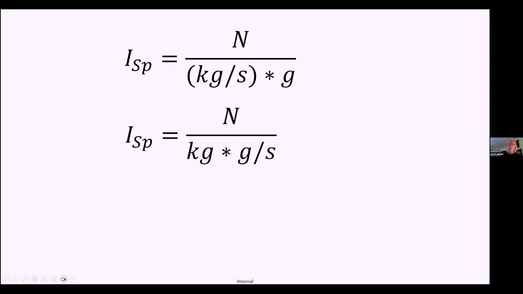Whenever you have kilograms times an acceleration g, that basically turns it into a unit of newtons. And g in this case, of course, would be meters per second squared. So kilograms meters per second squared is a newton. And everything is out.